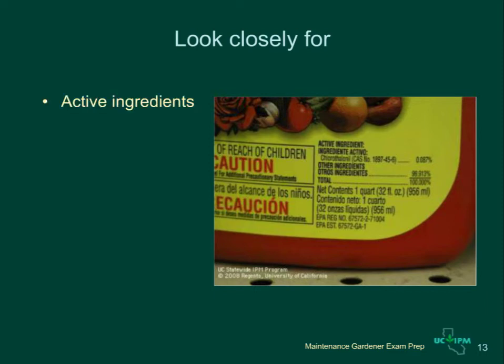The active ingredient is the toxic chemical that controls the pest. It is very important that you know what the active ingredient is in the pesticide you're using. The active ingredient on this label is chlorothalonil. Usually the active ingredient only makes up a fraction of the total amount of product in the container.